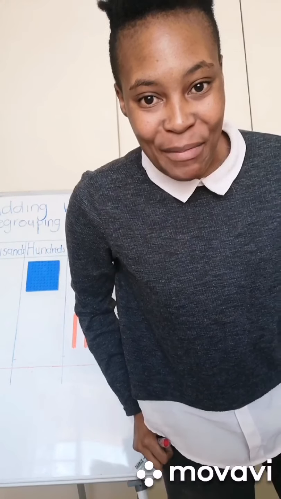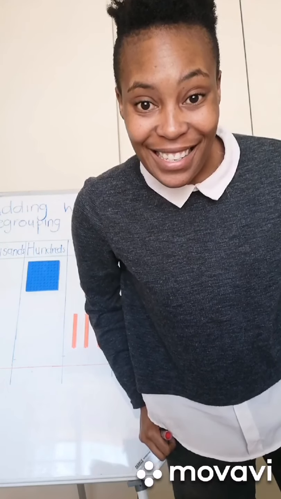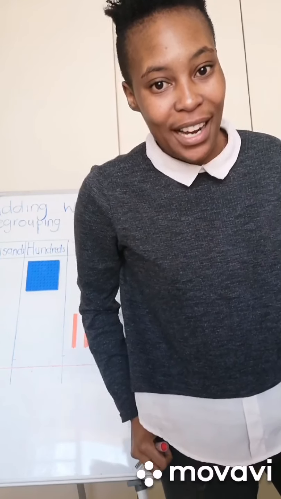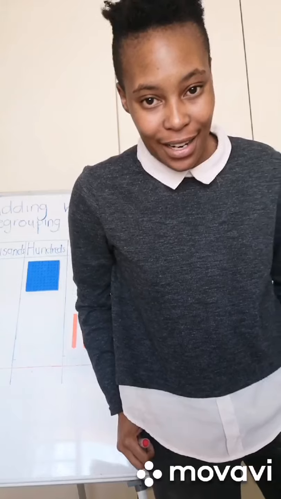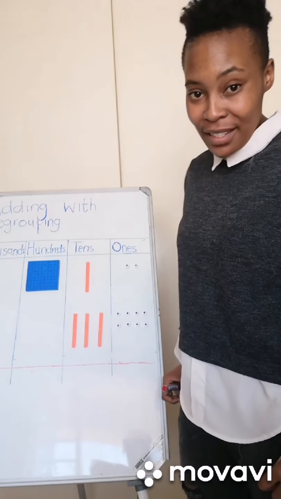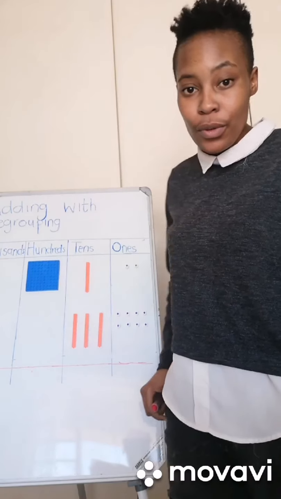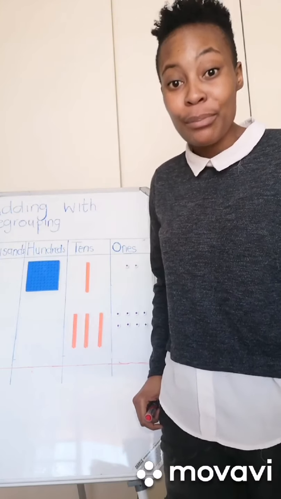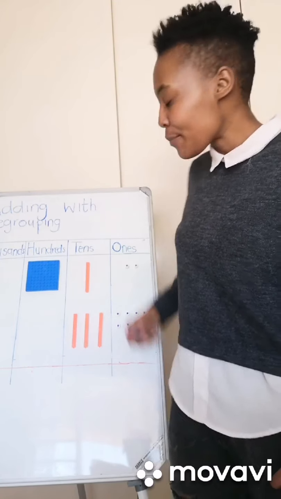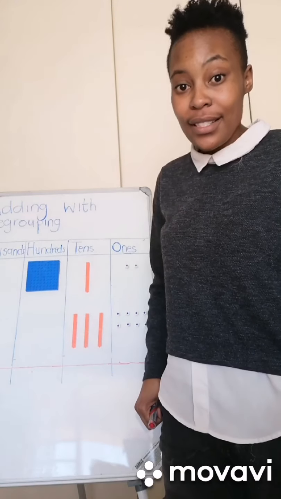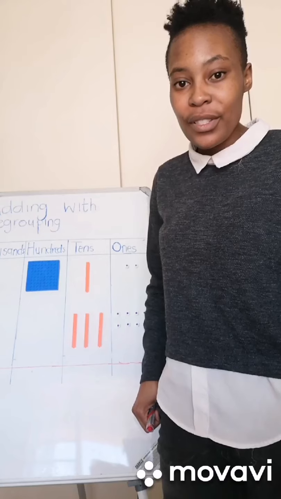For our first example, we are going to add 112 and 38. Now let's go back to our base 10 blocks. Remember we said one blue block equals 100, and one orange block equals 10.